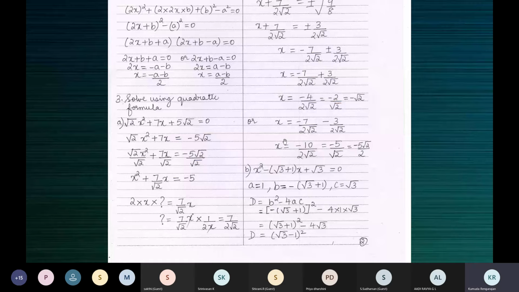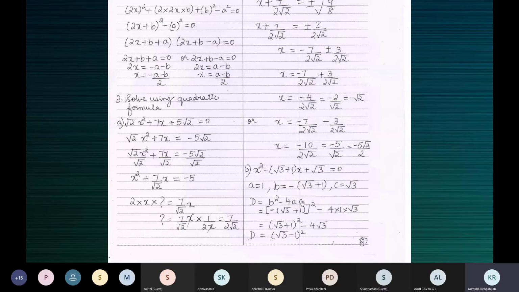Next is to find the value of d. Children, b is minus of root 3 plus 1, because the standard form is ax squared plus bx plus c is equal to 0. So plus bx it is, but there's a minus sign here. So b is minus of root 3 plus 1.